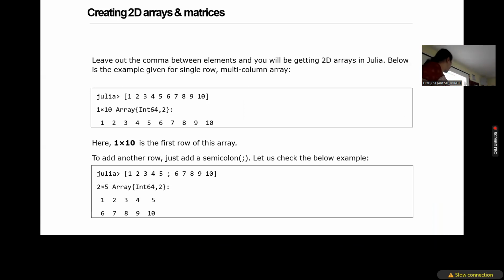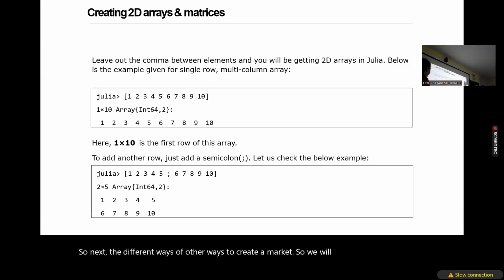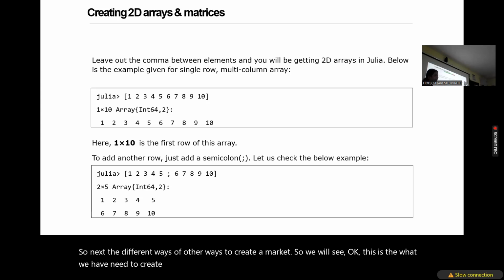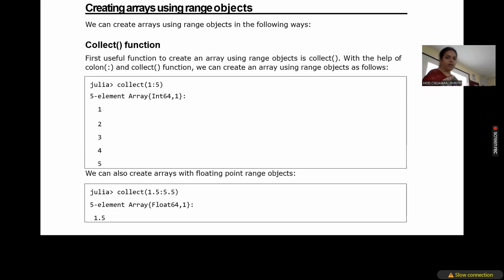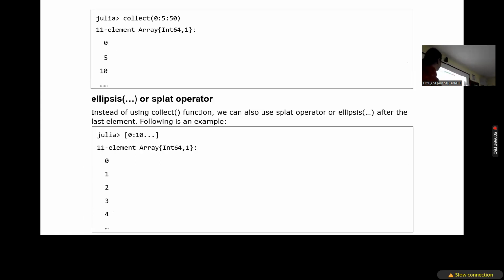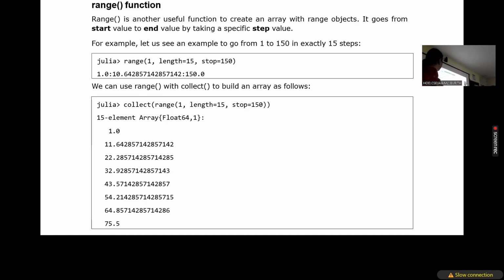So next, other ways to create a matrix. Okay, this is what we need to create multiple-dimension arrays. Select function to create the ellipsis operator, or we can also call it a splat operator. And using the range function, we can specify the start value, the step value, and the stop value.